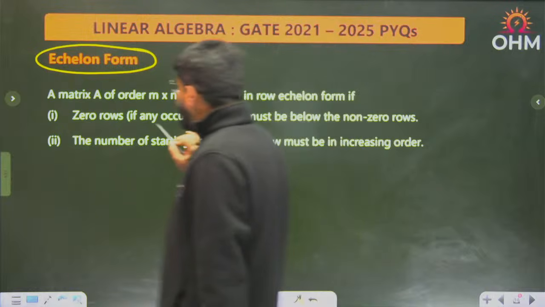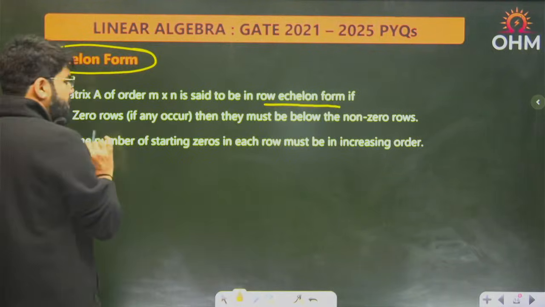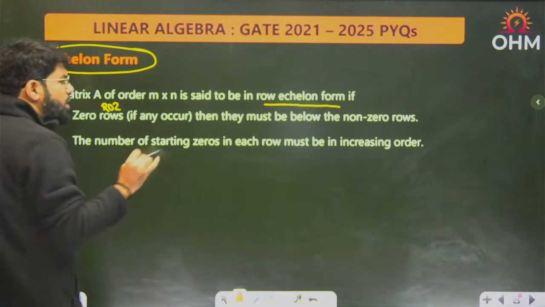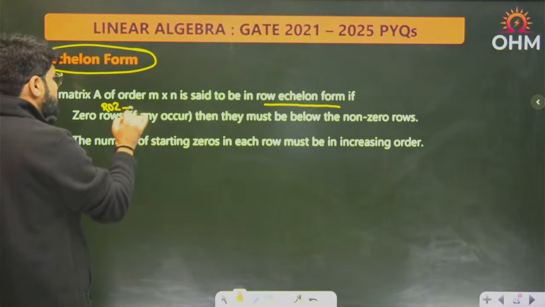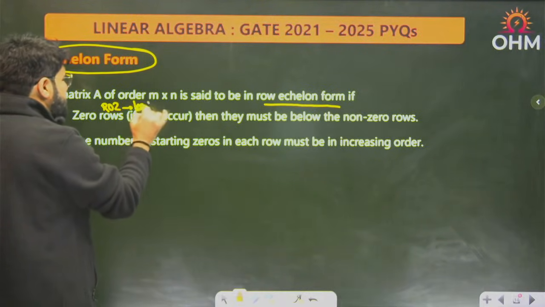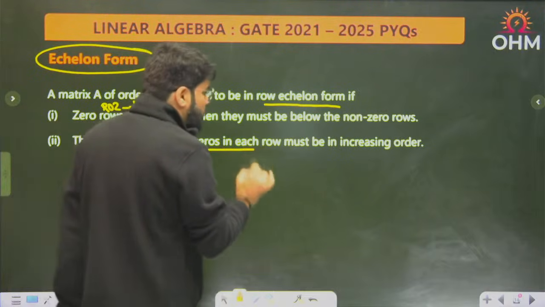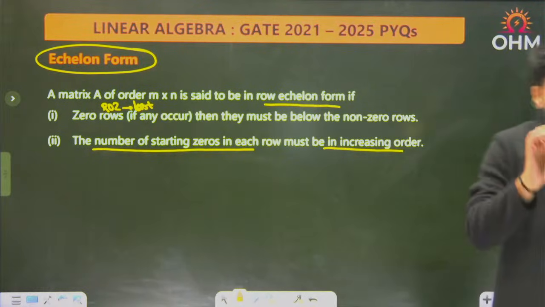A matrix is said to be in row echelon form if any zero rows, you can also call it row of zero, must be at the last. They must be below the non-zero rows. So that means ROZ, if it is there, must be at the last. And then the number of starting zeros in each row must follow an increasing pattern. Now, what is the meaning of this?